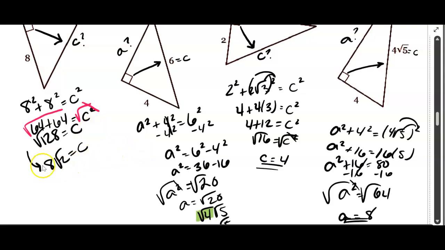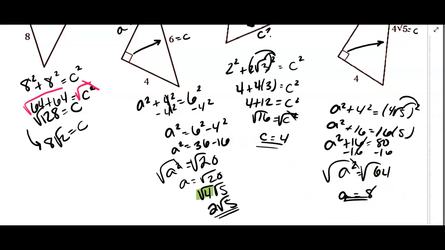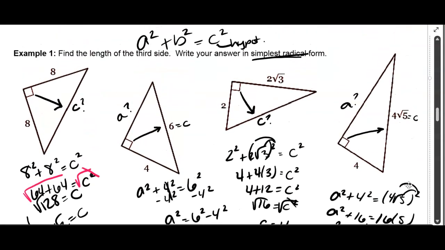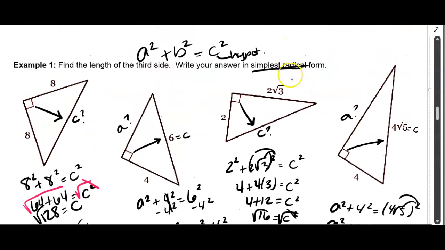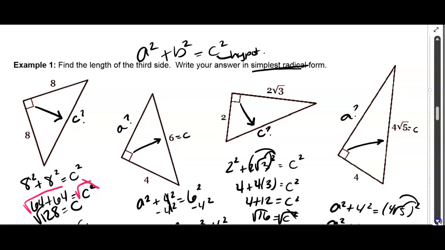Now, sometimes your answers will simplify, and then sometimes your answers will become whole numbers. But do not leave your answers as decimals if it's specifically asking you for simplest radical form. Now, if it's asking you to round to the nearest tenth, yes, use decimals. But if it's asking for simplest radical form, do not use decimals.